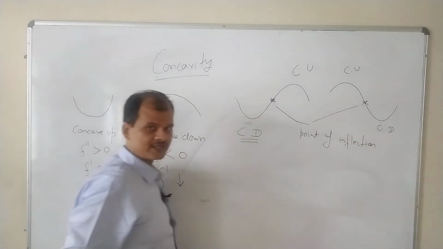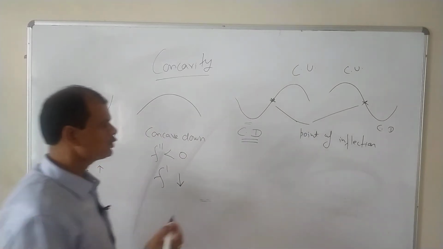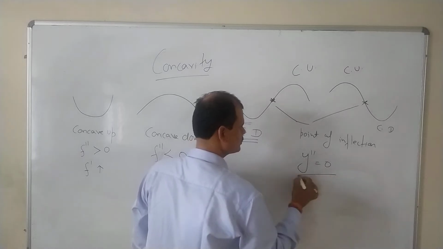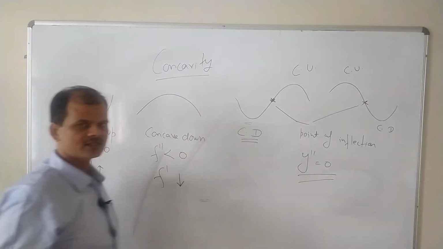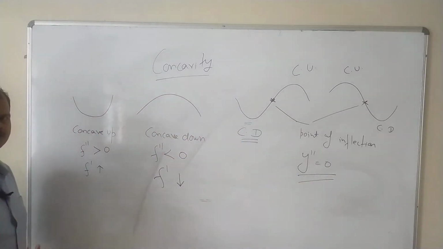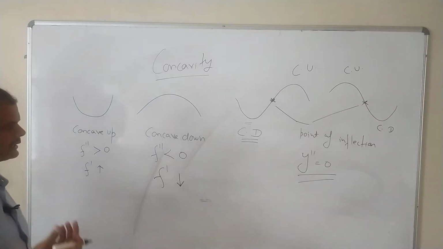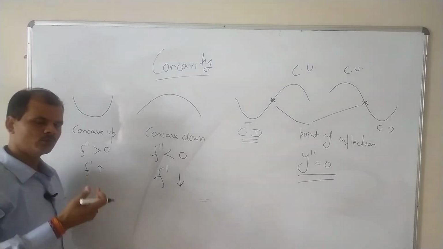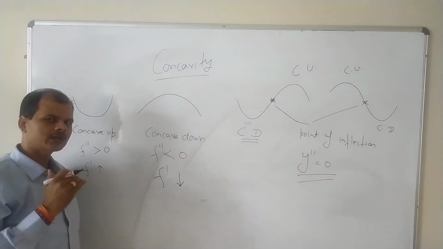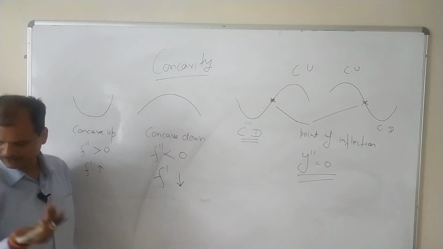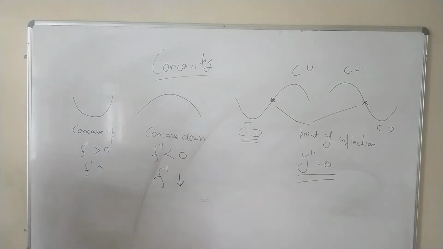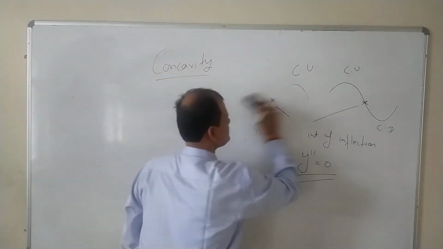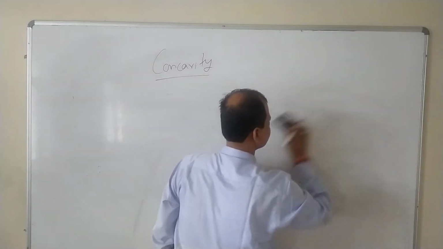So mathematically what is happening at the point of inflection? Your double derivative will be 0. So the point at which the double derivative is 0, that is called the point of inflection, and there the concavity nature changes. It is from concave up to concave down, or concave down to concave up. Okay, I'll take one problem and discuss in more detail how this concavity changes at the point of inflection.